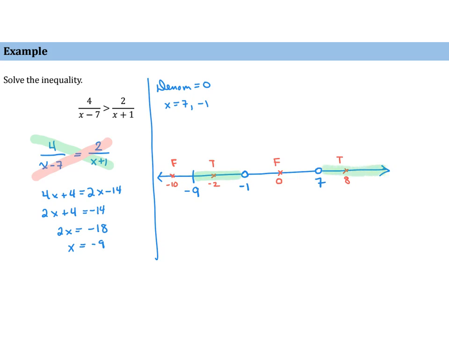Now we need to check endpoints. Will we let x be negative 9? Well, negative 9 makes it equal. We do not have equality here, so we cannot include negative 9. Negative 1 makes our denominator 0, so we cannot include that. Likewise, 7 cannot be included. So our answer is negative 9, comma, negative 1, include neither, and then from 7 to infinity, include neither.